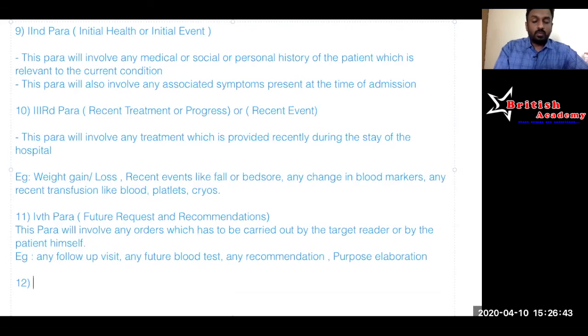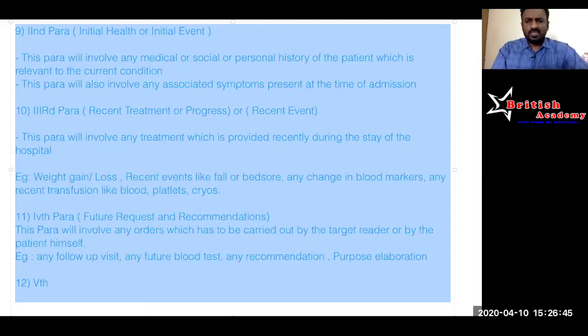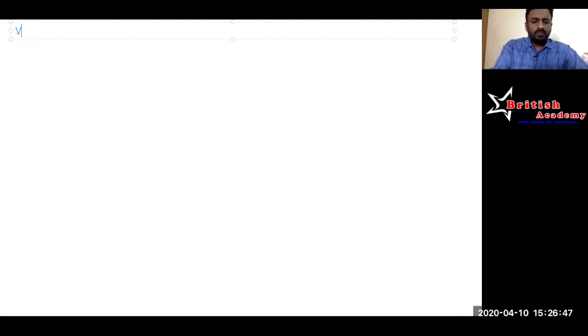Then leave one line. The 12th point is your fifth para. So I'll just erase this and I'll write it on a new page. Fifth para, leave one line. This is your 12th point. Now the fifth para is nothing but closing. In closing, you just close your letter. This is just a closing.